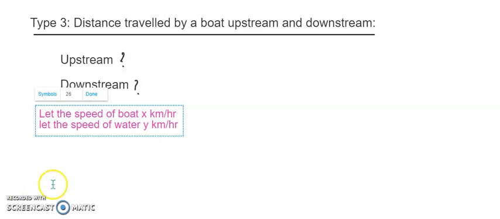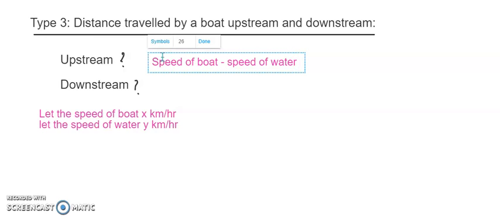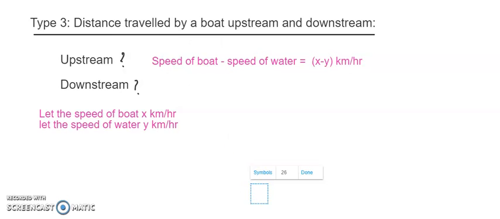Now upstream means that the boat is moving in the opposite direction of the river. Therefore the speed of the boat will be a little bit cancelled out by the speed of water, because they are in opposite directions. One is going downwards, the other is going upwards, so they will subtract from each other. So speed in the upstream situation will be x minus y kilometer per hour, because the boat is moving in the opposite direction of the flow of the water.